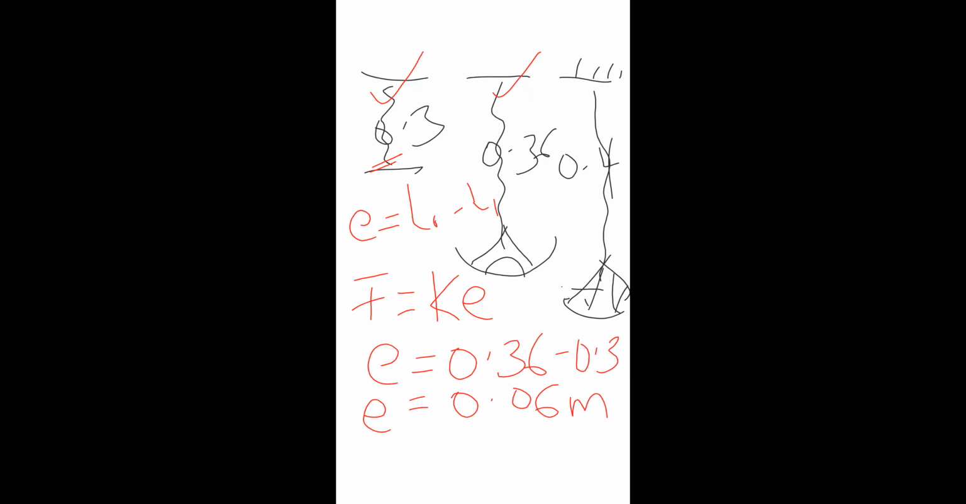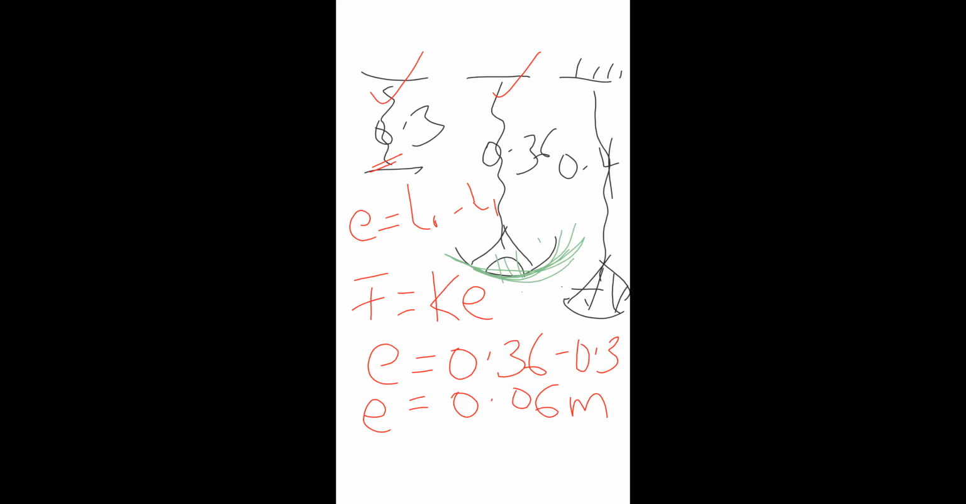We get our extension as 0.06 meters. That is for when our mass was 0.1 kilograms, or the 100 grams that they gave us. But I told you before we lost the other device, that the effective mass here, because they want the mass of the scale pan, is the 100 grams plus the mass that we are looking for. Those are the ones that we are going to use.